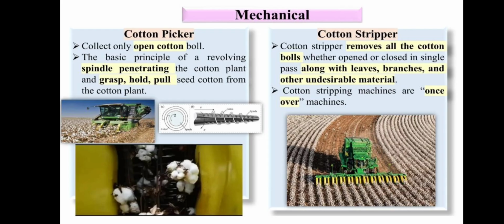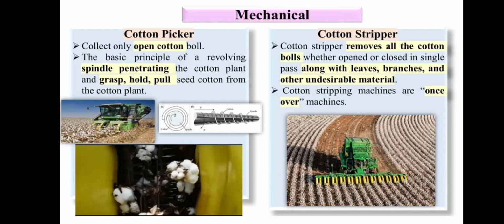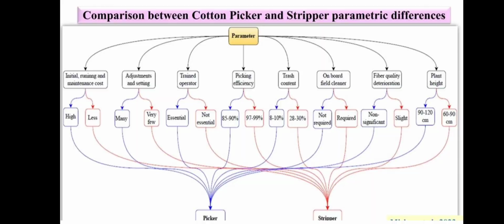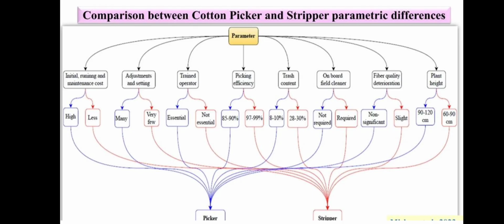So basically, these two ways are not effectively adopted in India. Both of these ways are not widely adopted as there's a loss of the whole plant, and as we have seen, varieties grown in India need to be picked multiple times. But if the stripper and picker are used, we are grasping the whole plant and a whole lot of debris with it. So this way is not effective and efficient in India, as there is a loss to farmers. So people are using the manual way. This is some kind of comparison between cotton picker and cotton stripper.